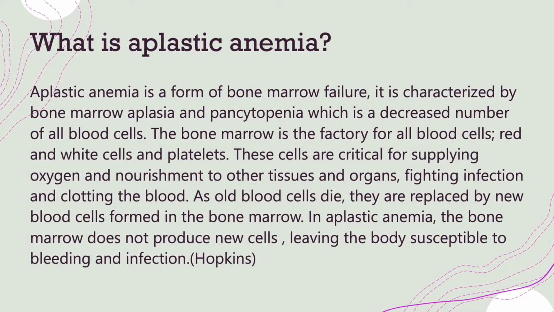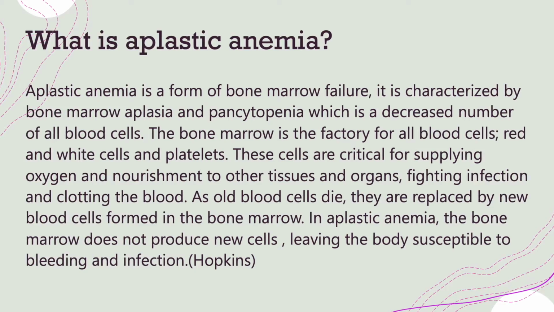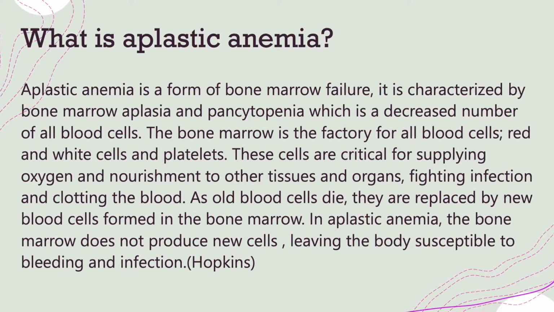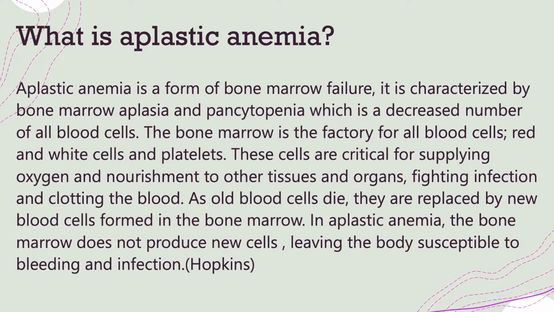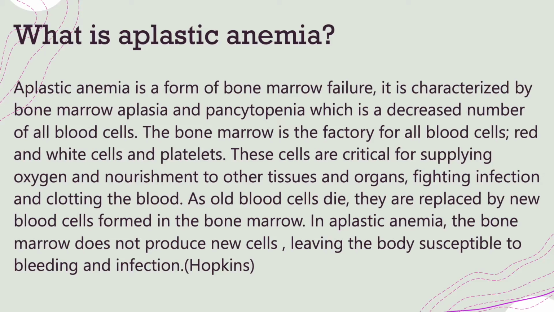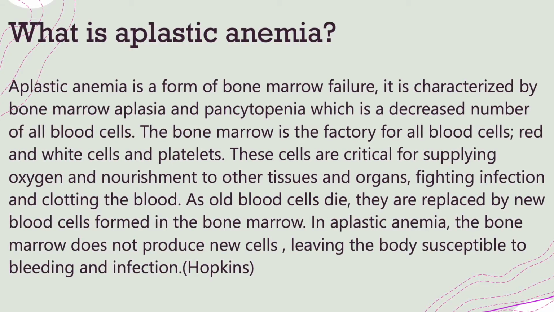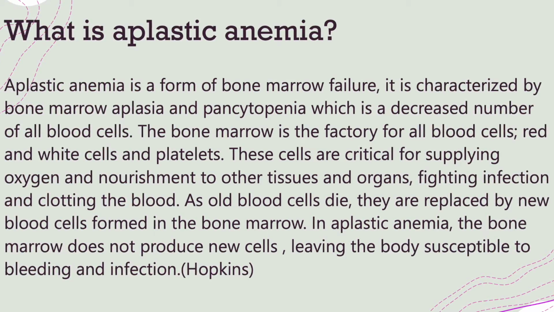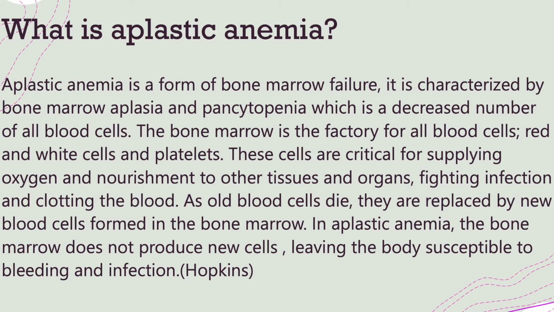The bone marrow is the factory for all blood cells, red and white cells, and platelets. These cells are critical for supplying oxygen and nourishment to other tissues and organs, fighting infection, and clotting the blood. As old blood cells die, they are replaced by new blood cells formed in the bone marrow. In aplastic anemia, the bone marrow does not produce new cells, leaving the body susceptible to bleeding and infection.